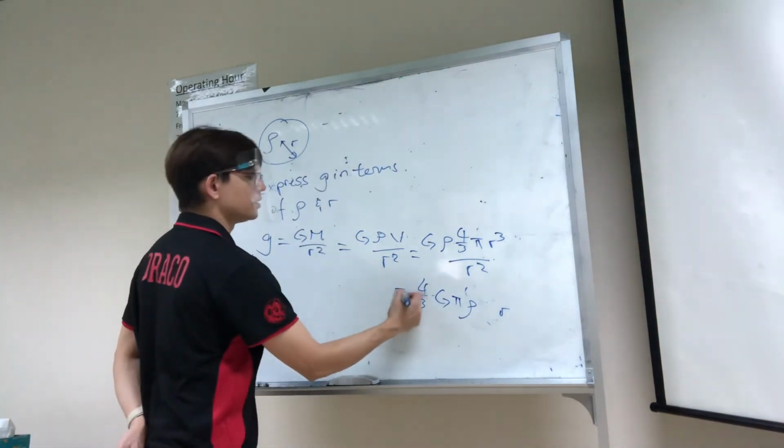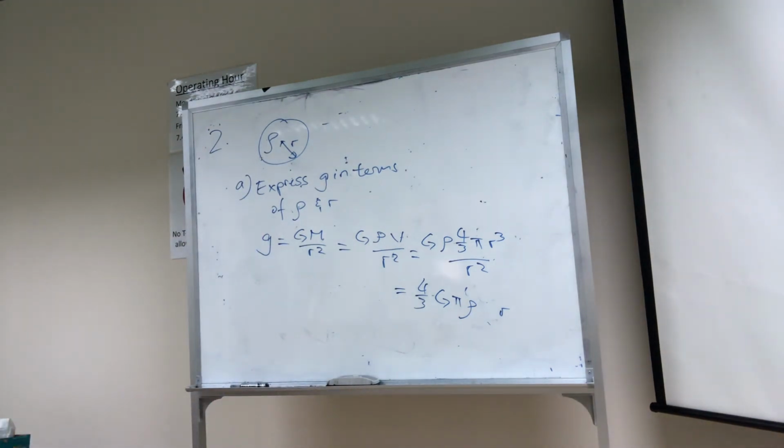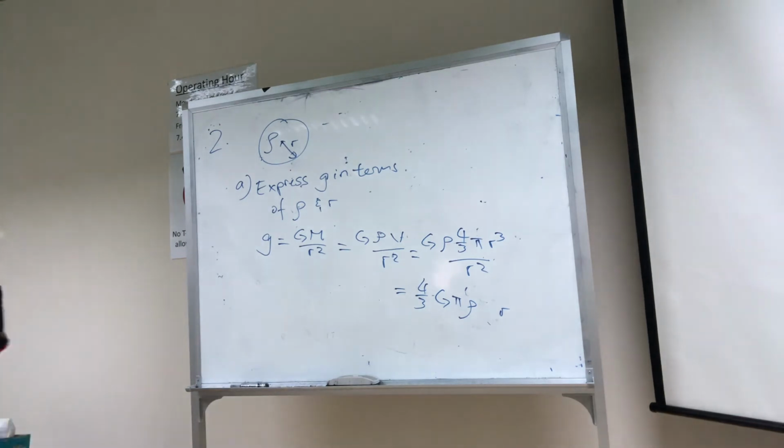But G is also constant. The three of them are all constant. G rho pi, pi rho G. Right? Yep. No need for a minus sign, because I never specified any coordinate system. Okay, so that's the magnitude of the gravitational field strength. If you want to, it's okay, no problem. You just end up with minus four thirds pi G rho r.